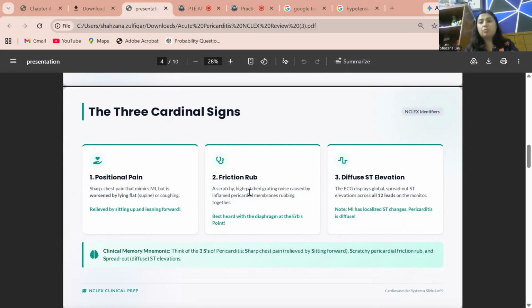The third most important sign of acute pericarditis is on the ECG. You can see in all 12 leads of the ECG, there is ST elevation. So these are the three important signs that a nurse can recognize that the patient is developing acute pericarditis.